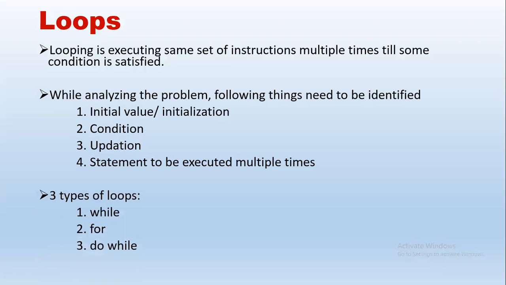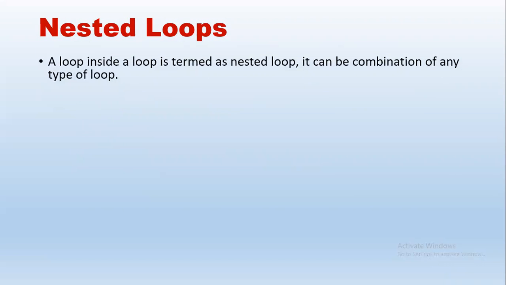Then we have also seen in your previous classes, we have discussed about the three types of loops, that is while, for, and do while loop. So here in this concept, we are going to discuss about nested loops. A loop, if it is inside a loop, it is termed as a nested loop. It can be a combination of any type of loop, that is while, for, or do while. So that will be a nested loop.